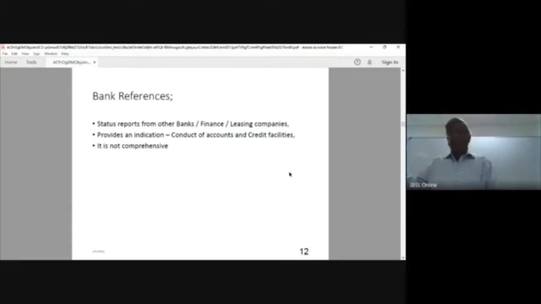But that is not comprehensive. It provides only an indication. They mention the conduct of the account, that the customer maintains a regular account, something like that. And about credit facilities obtained, they may give an indication, not a detailed report. We called it a status report in those days. So the branch manager obtained the status report from the nearby branches of other banks and kept it in the file to show he had obtained this information.